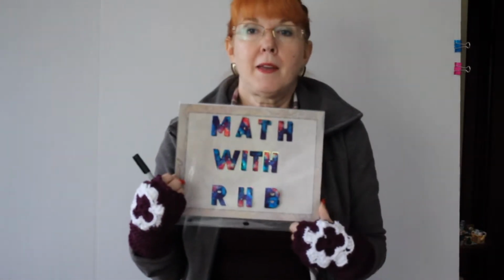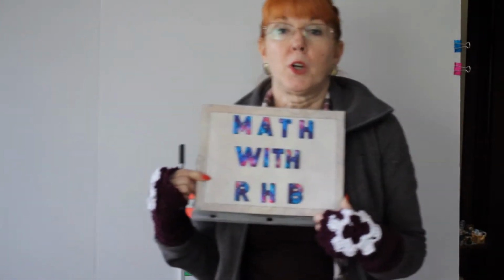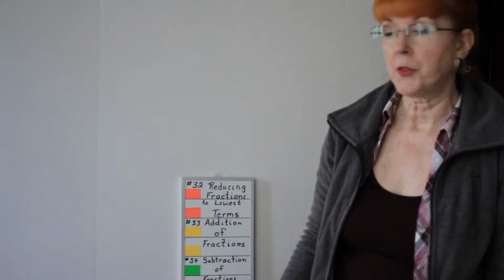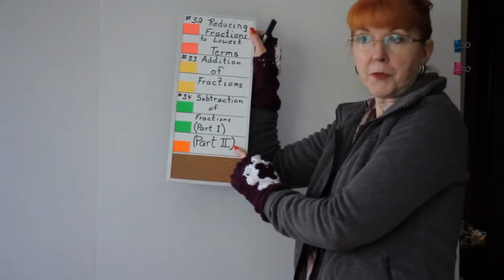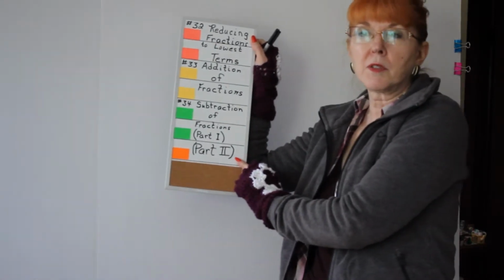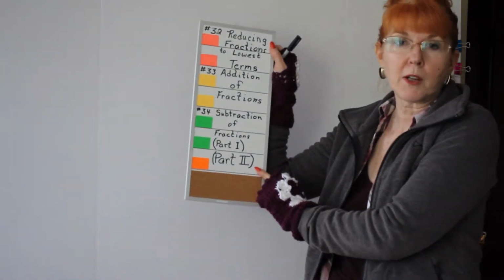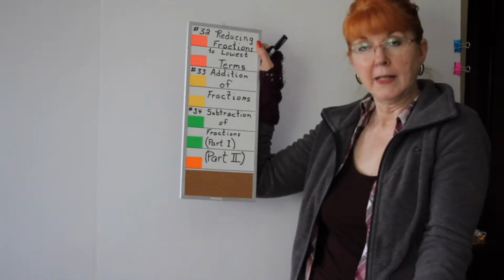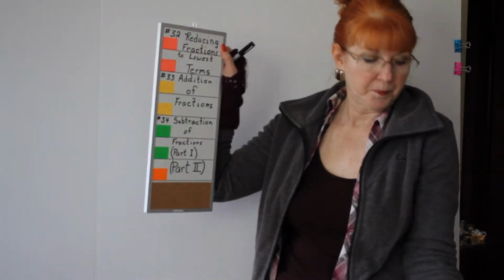With math with RHB, and we're continuing subtraction of fractions, which is actually lesson 34. And this is part 2 of 34. I split it into 2 because of the complexity of some of the questions in subtraction. So we're going to take a look at why they're complex and then a couple of examples. So I'm going to turn on the overhead, get that bright flash of light.